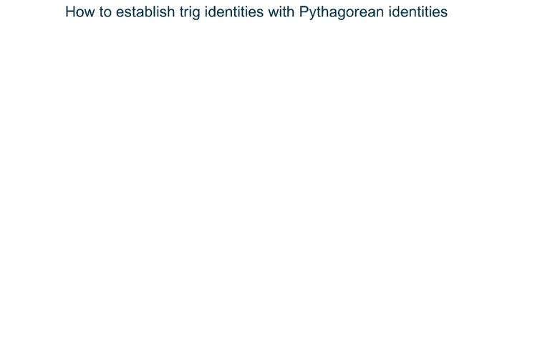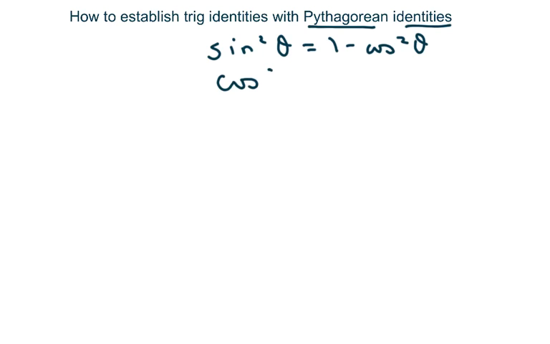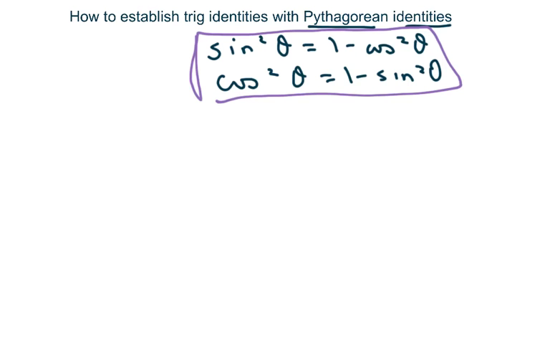Hi everyone. We're going to establish three trig identities. They're very similar, so I'm going to go kind of quickly. We're using the Pythagorean identities here, meaning we're going to use the ones where sine squared of theta equals 1 minus cosine squared of theta, and cosine squared of theta equals 1 minus sine squared of theta. So these are the ones we're going to focus on in this video.